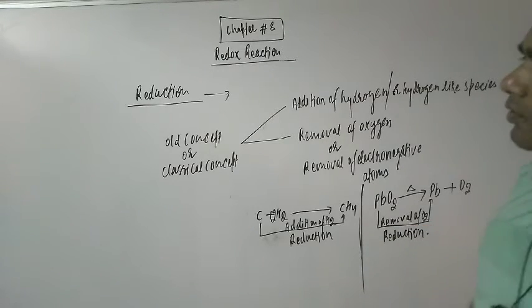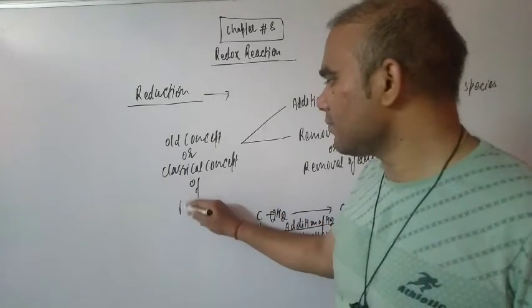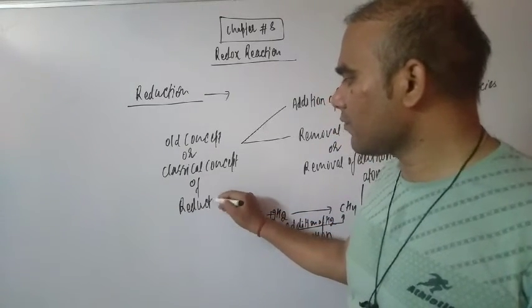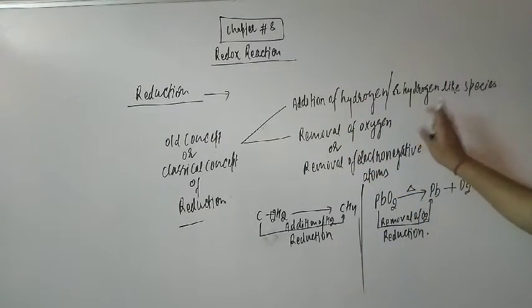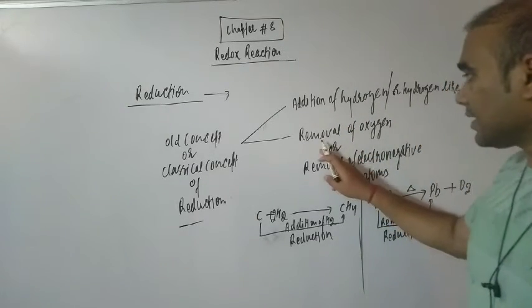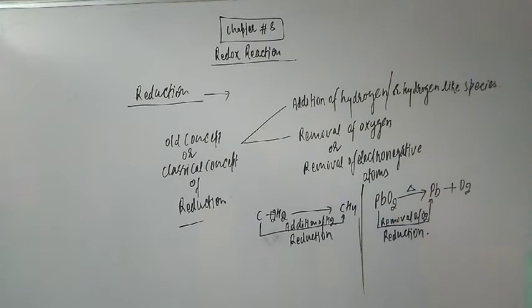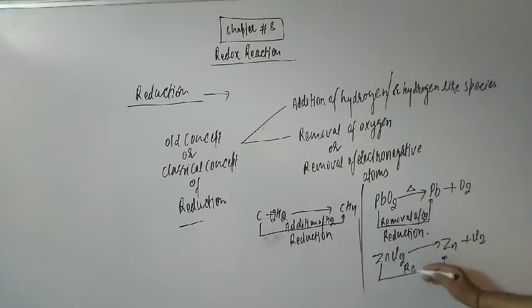So the classical concept of reduction means addition of hydrogen or hydrogen-like species, and removal of oxygen or electronegative atom. If I have ZnCl2 and I remove chlorine, this is again reduction, because the electronegative atom chlorine gets removed in this process.